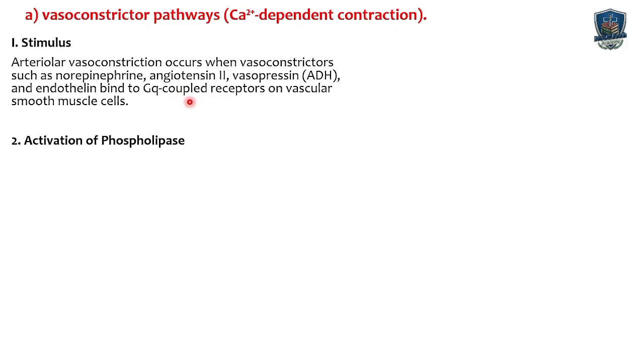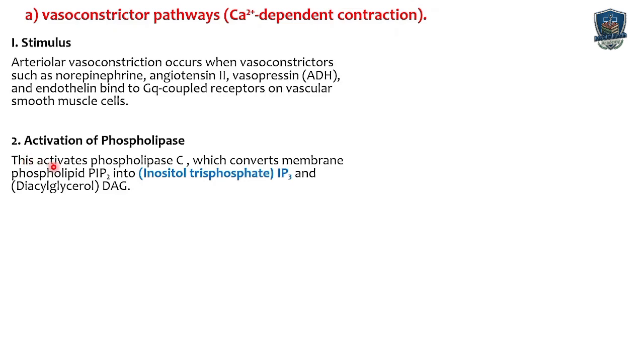So when that happens, what happens? There will be an activation of phospholipase C. This activates phospholipase C, which converts membrane phospholipid into inositol triphosphate, the IP3, and the DAG. But I want to focus on IP3 because IP3 is the one that is hugely involved in causing vasoconstriction. So we'll have the formation of IP3. IP3 is our culprit. So once we form IP3, what happens?